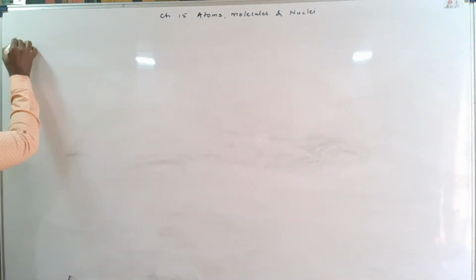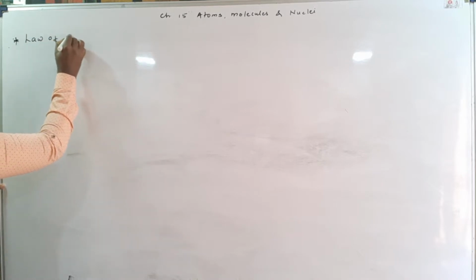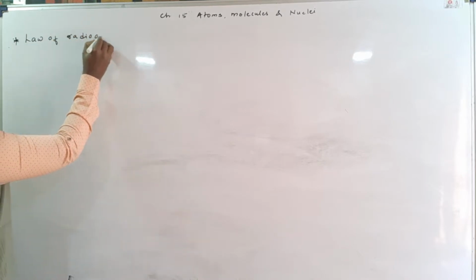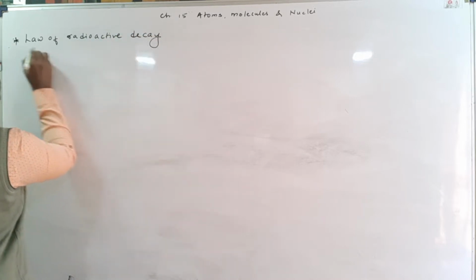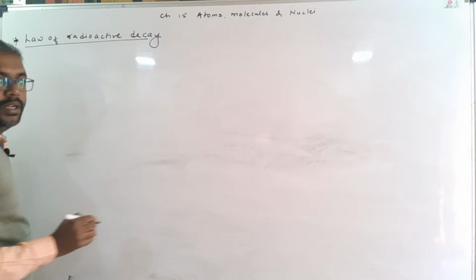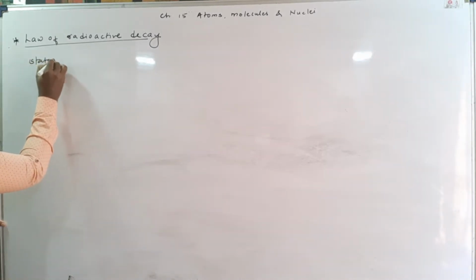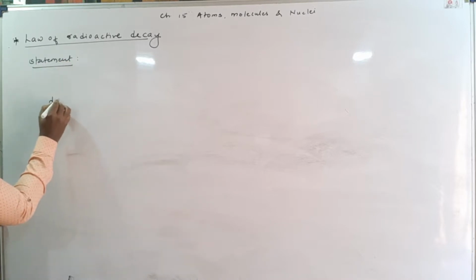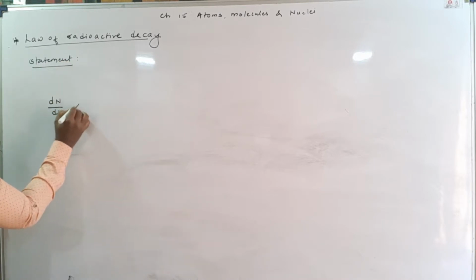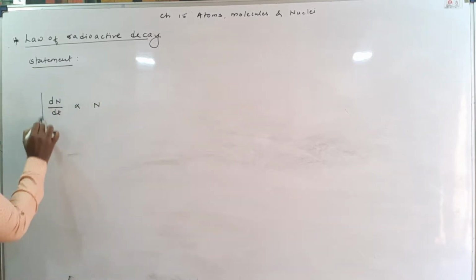So today's topic is the law of radioactive decay. Now here, let me tell you the mathematical statement, and then by using that you can write its statement. So mathematically dN by dt is directly proportional to N. So this is the mathematical statement.